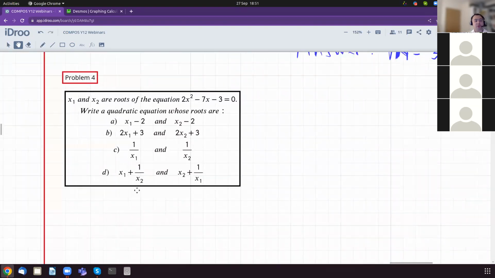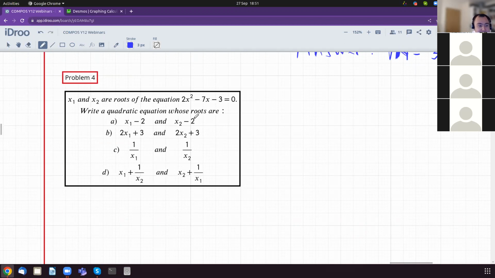X1 and X2 are roots of the equation. Write a quadratic equation whose roots are... I had this question in the assignment, but then I decided to delete it. But nevertheless, I'd like to show you how to do this, because this is a very common problem. And if you do further maths, you will encounter these problems very soon.